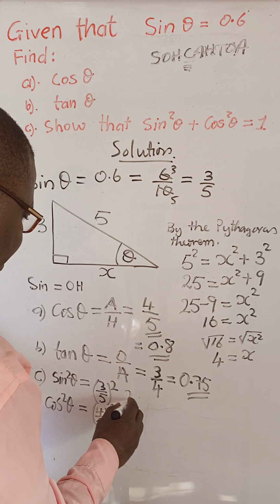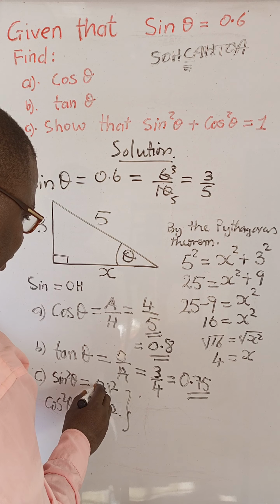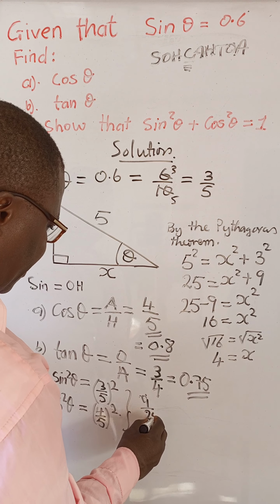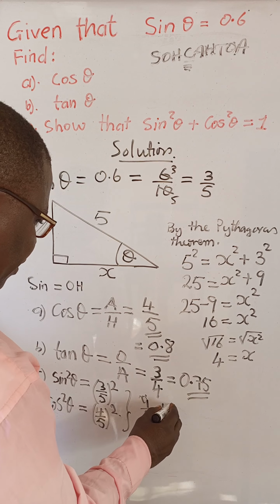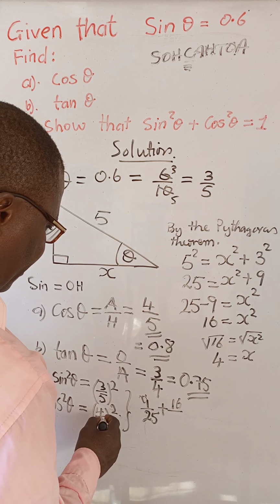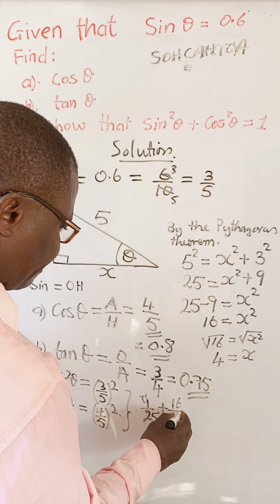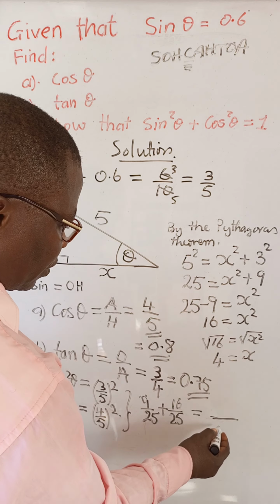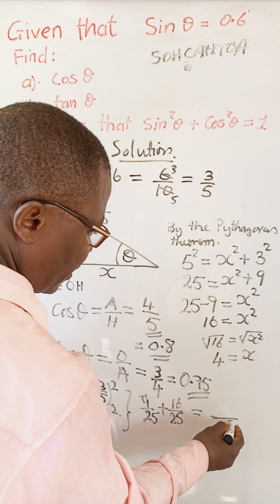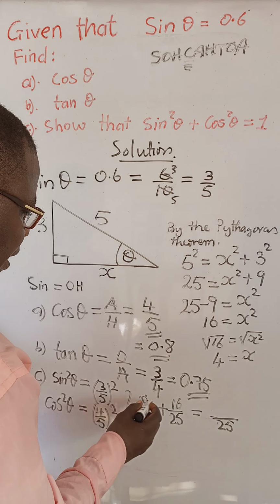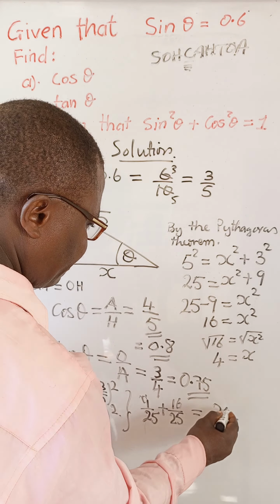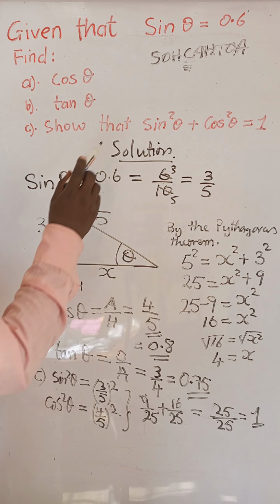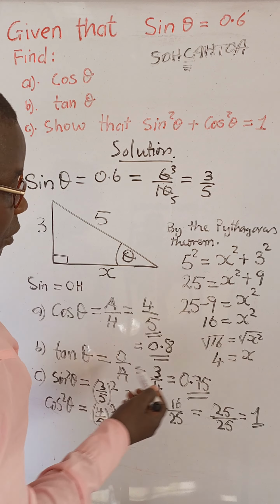Alright? Now from here, let us add the two squares. 3 squared is 9, 5 squared is 25, plus 4 squared is 16, 5 squared is 25. Now let us add and see. Our LCM is 25. 9 plus 16 is 25, which gives us 1. Okay? So, sine squared plus cos squared actually gives us 1.